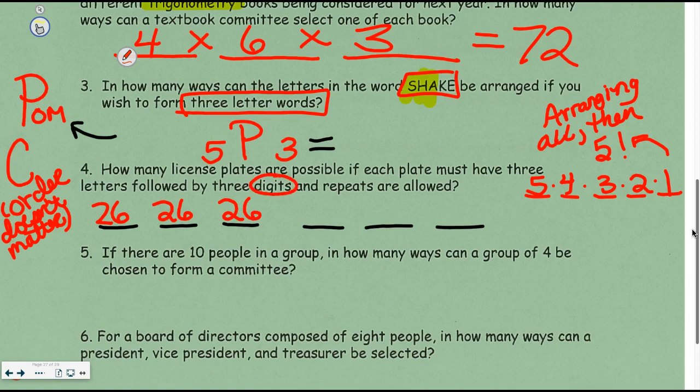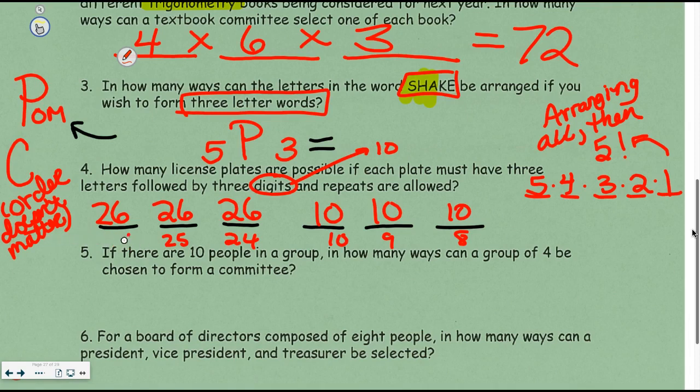Digits are what you see on your phone: 0, 1, when you're typing in a phone number. 0, 1, 2, 3, 4, 5, 6, 7, 8, or 9. There are 10 digits. So maybe this was a 1, but even if it was, I could repeat it. Now if it said repeats are not allowed, then we'd have to go 26, 25, 24. And we'd have to go 10, 9, 8. So this right here on the bottom is if there was no repeating.